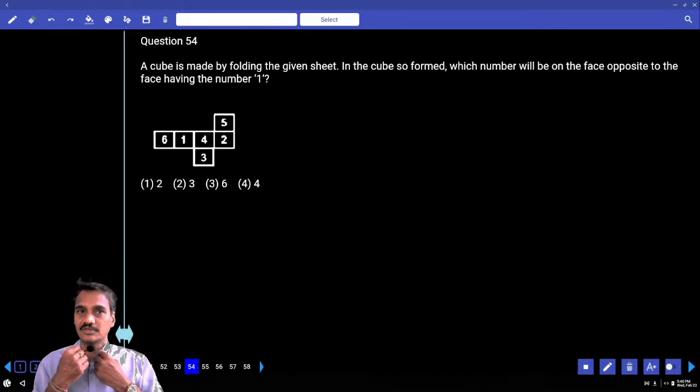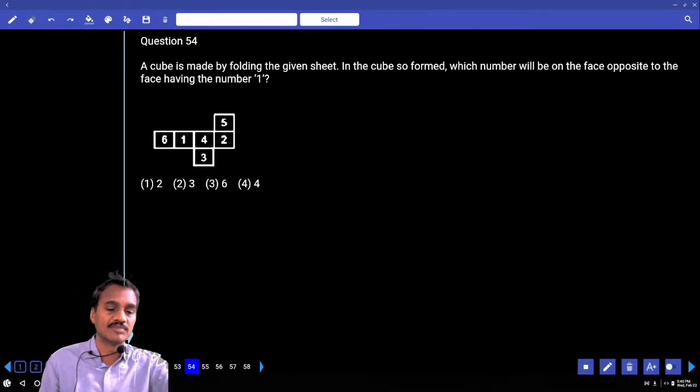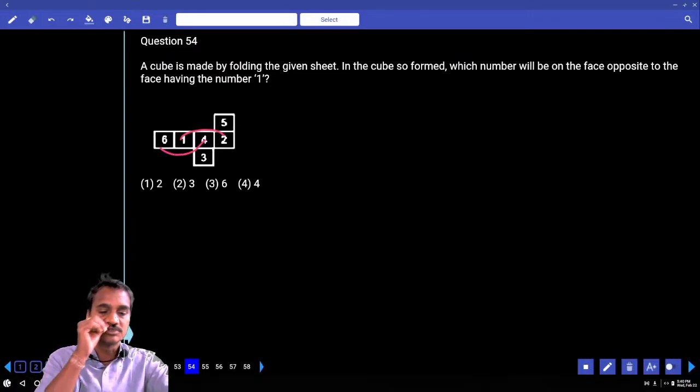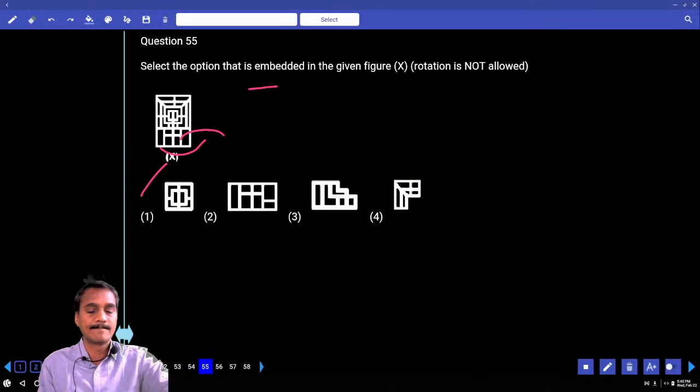Then 54, now we need to find out the element that is opposite to 1. Now in this type of folding, every time alternate faces are always opposite to each other. 6, 4 opposite, 1, 2 opposite, 3, 5 opposite. He asked what is opposite to 1. Opposite to 1 is 2, choice 1, 54.